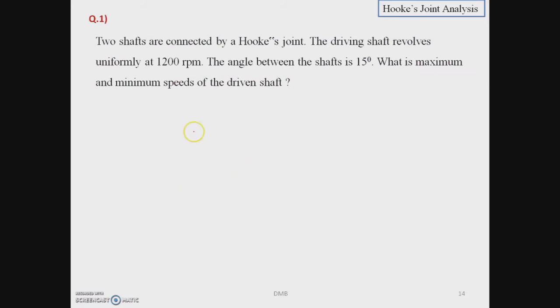Now let us solve some numericals on Hooke's joint. Numerical number 1: two shafts are connected by a Hooke's joint. The driving shaft revolves uniformly at 1200 rpm. The angle between the shafts is 15 degrees. What are the maximum and minimum speeds of the driven shaft? The angle of inclination between the input and output shaft is 15 degrees, that is, alpha equals 15 degrees.